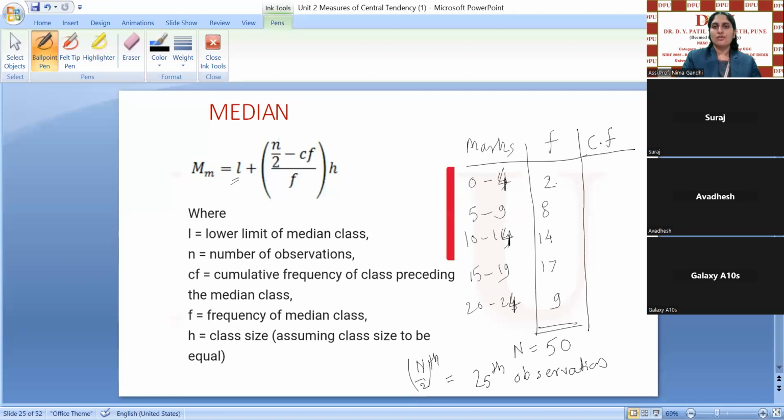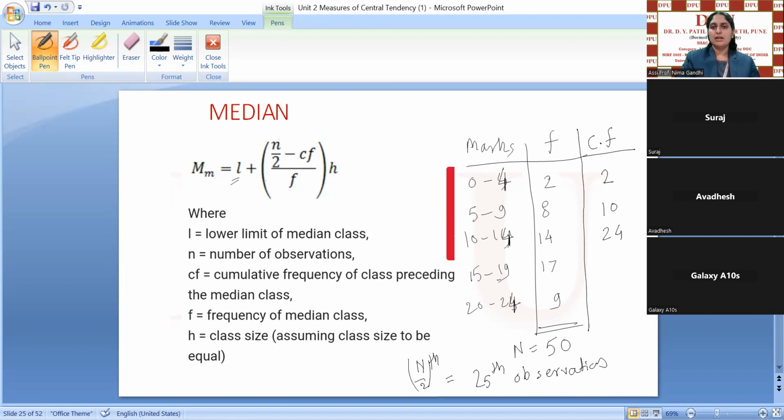So 0 to 4, how many observations are there? 2. Then up to 9, how many observations are there? Up to 9 means below 9, how many observations are there? 8 plus 2, that is 10. Below 14, how many observations are there? Below 14, there are 14 plus 8 plus 2 observations, that is 24 observations.